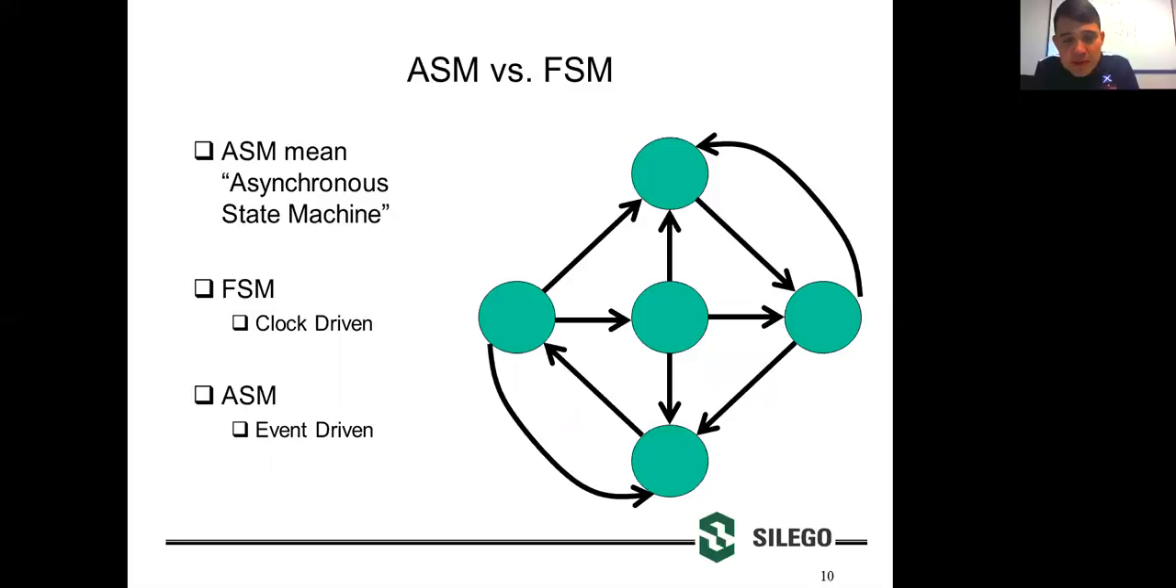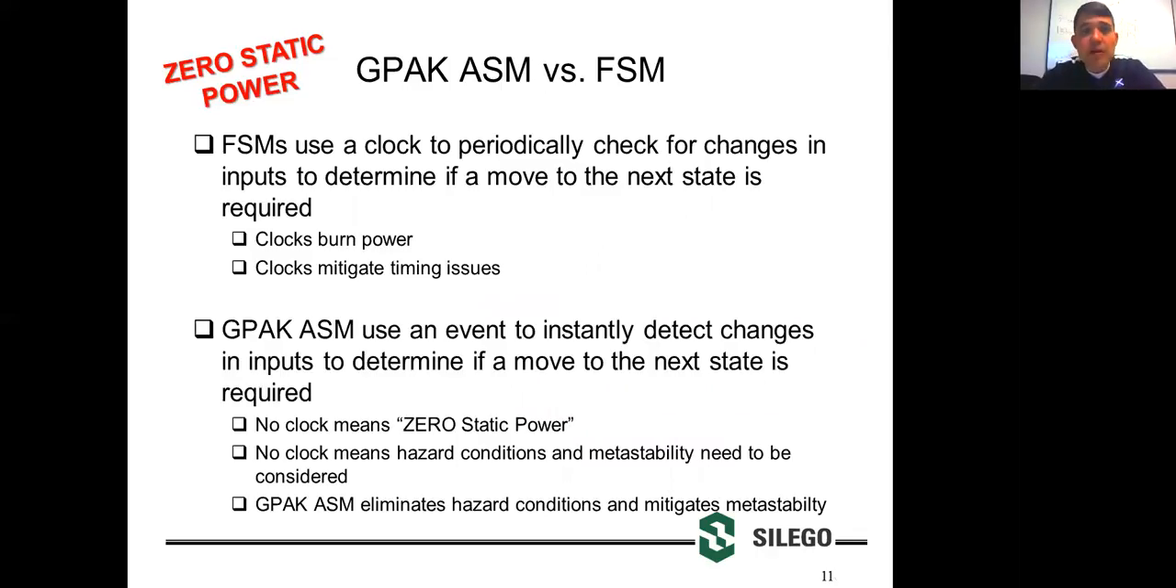And whenever that event happens, the circuit springs to life instantly, I mean within nanoseconds, and decides what to do and transitions to the new state. It should be intuitively obvious that an asynchronous state machine is a much more power efficient device because there is no clock working. It's not periodically checking anything. It's waiting statically, only leaking current that's associated with its process, which is down in the low, single digit nanoamps, waiting for events to decide what to do. That's the type of thing that we're talking about. We call this our zero static power state machine, or the GPAK asynchronous state machine.